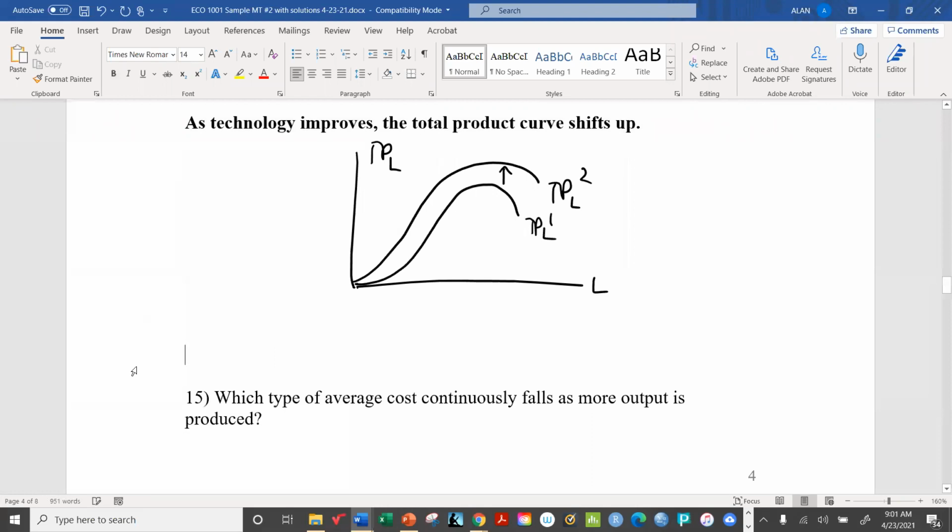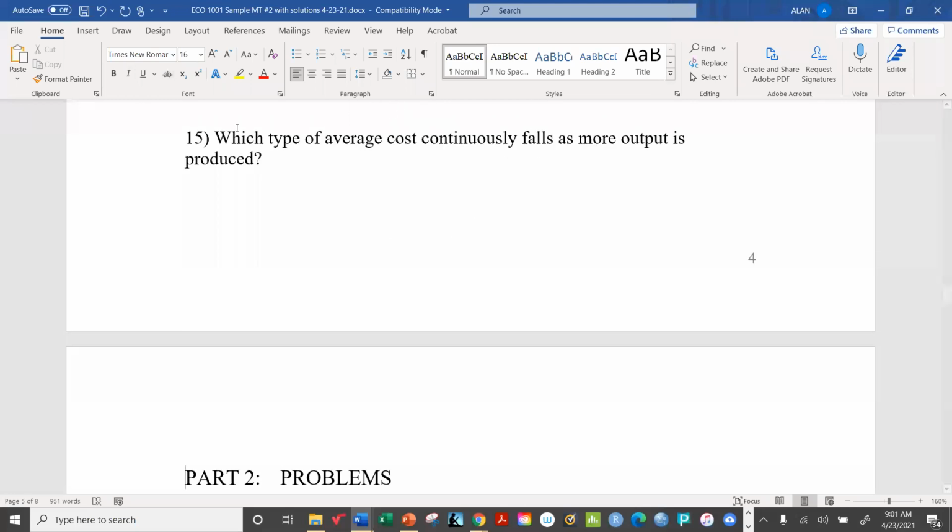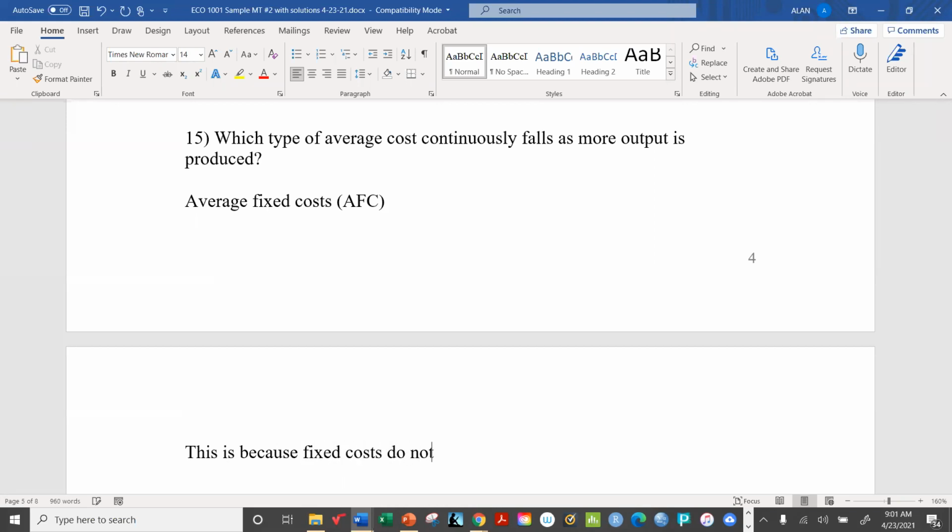All right, now what else? Which type of average cost continuously falls as more output is produced? That would be average fixed costs. And why is that happening? This is because fixed costs do not change as more output is produced.